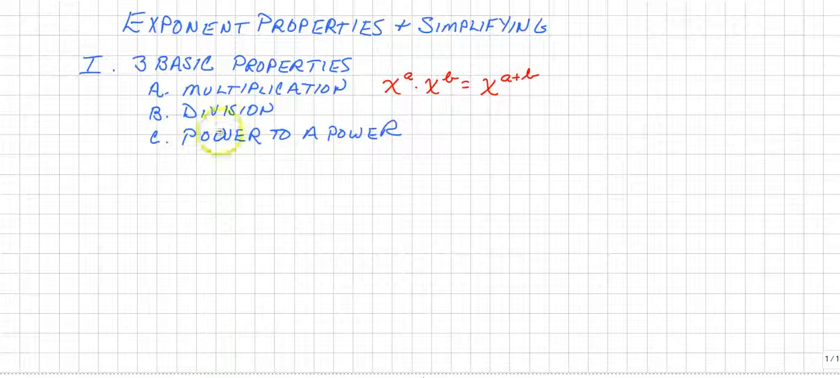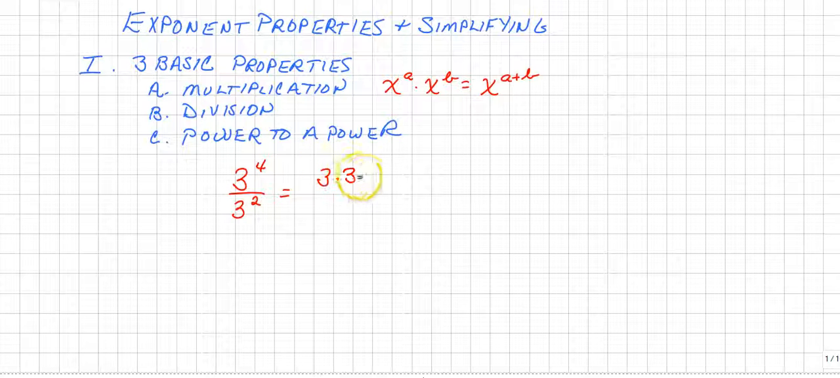Okay, division. For division, let's take a look at 3 to the 4th over 3 to the 3rd. Well, 3 to the 4th is 3 times 3 times 3 times 3. 4 factors of 3. The denominator is 3 times 3 times 3, and what we could do is do a little cancellation here. Let me change that 2 into a 3. I miswrote it. There we go.